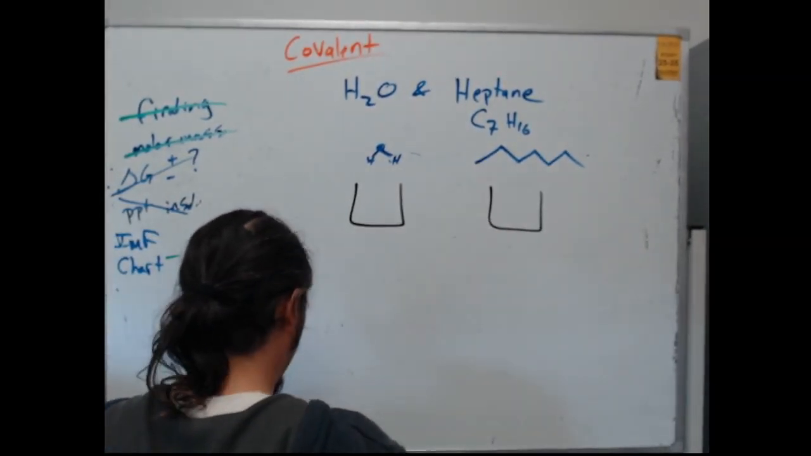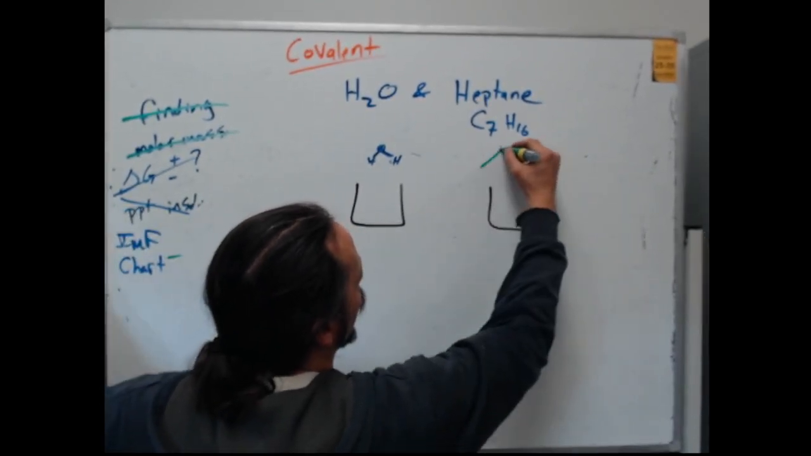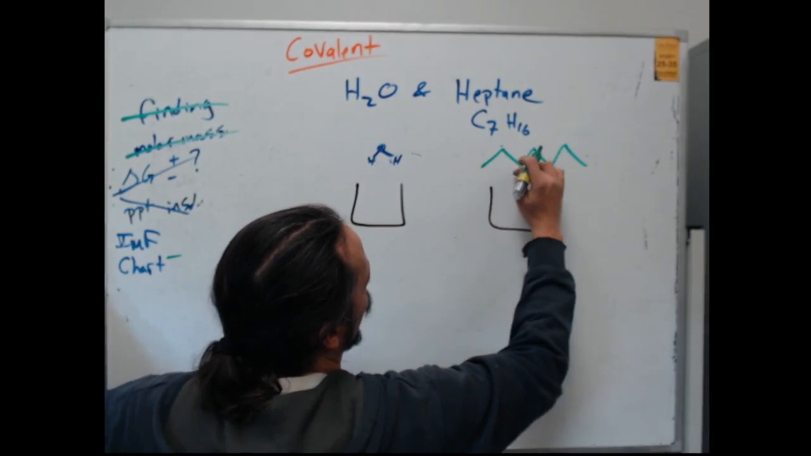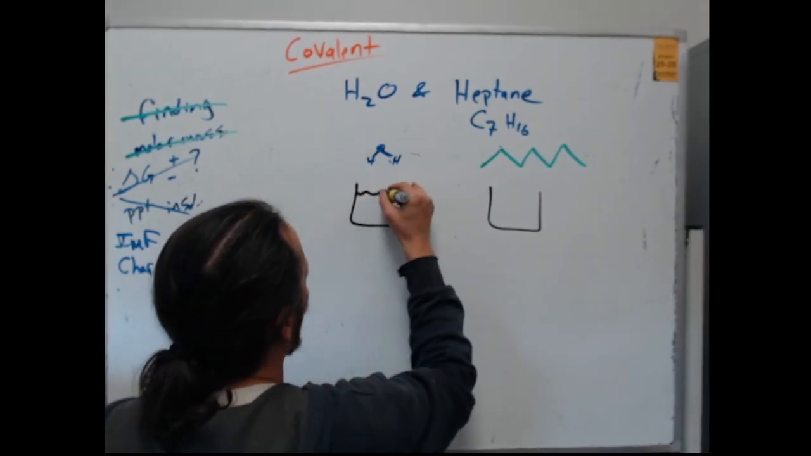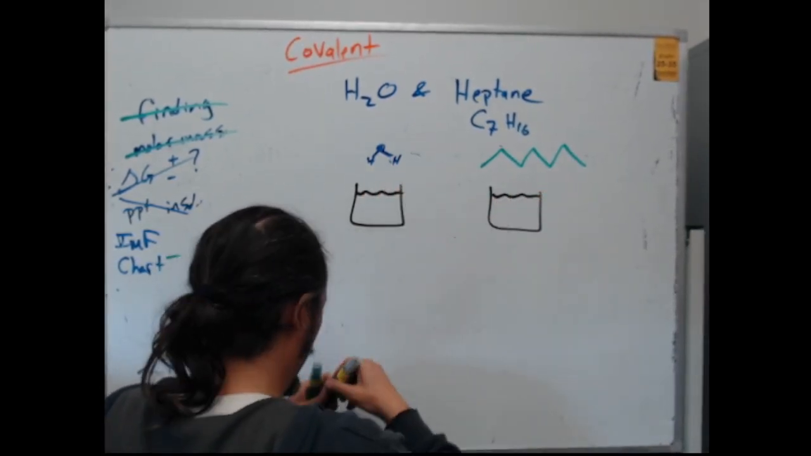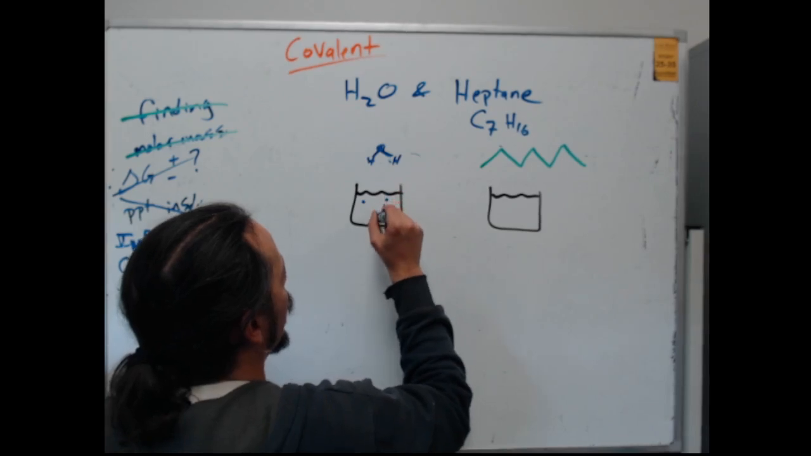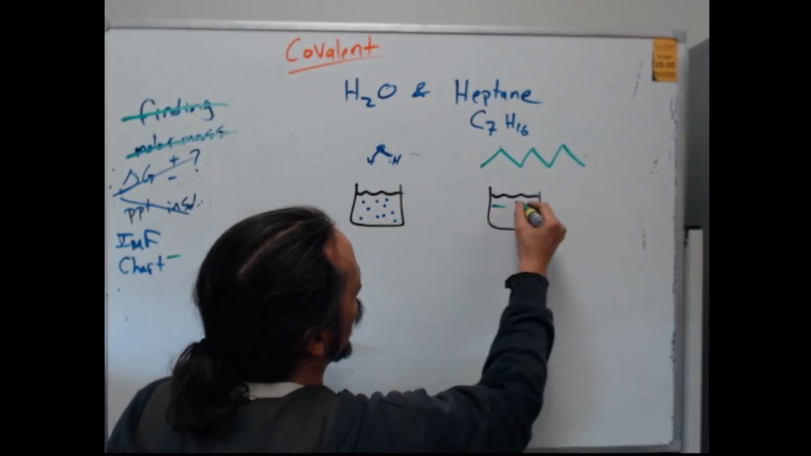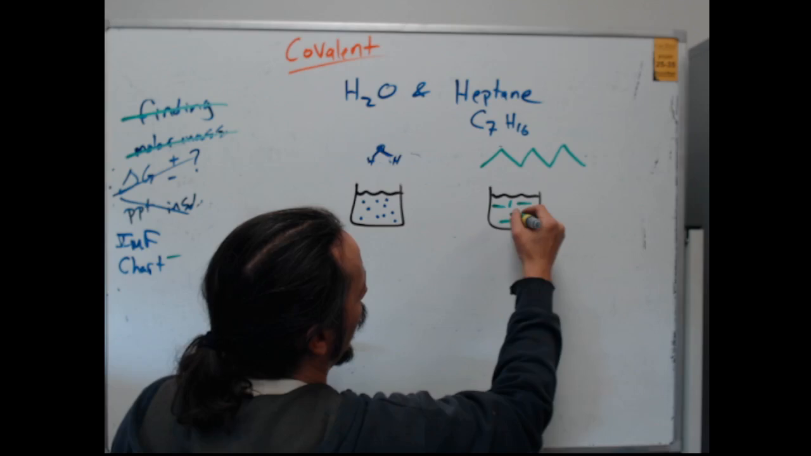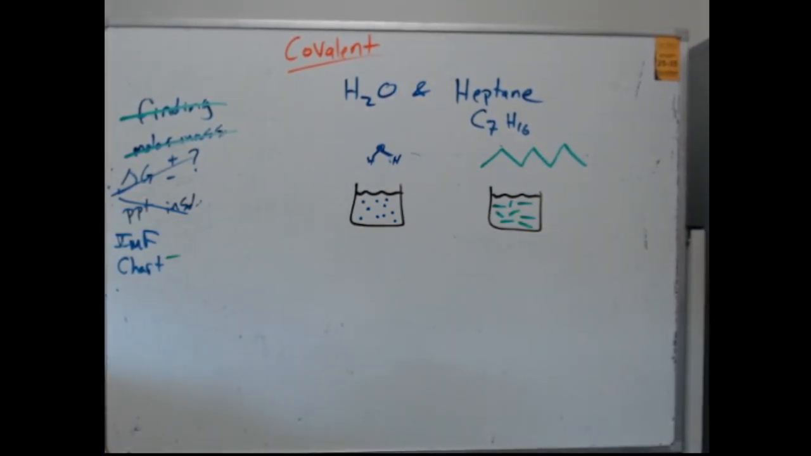I'm going to switch the color of my heptane molecule real quick. We're going to make heptane green. Right, so here's my water, here's my heptane. For simplicity's sake, I'm going to make my water molecules a bunch of dots. I'm going to make my heptane molecules a bunch of lines. They don't have to be going the same direction, but I've got my heptane molecules, I got my water molecules. Right, this would be their solutions by themselves.